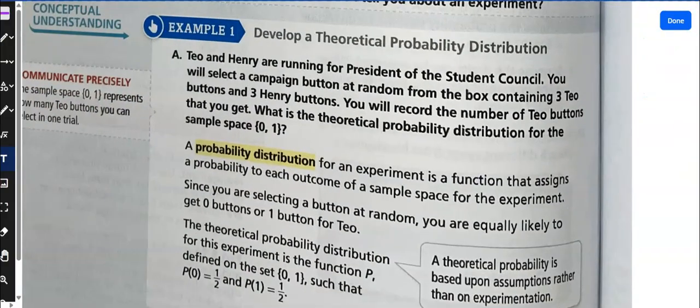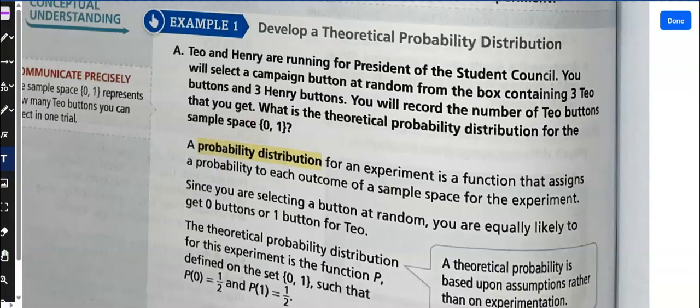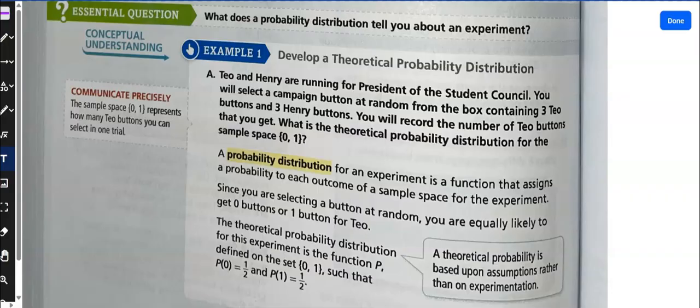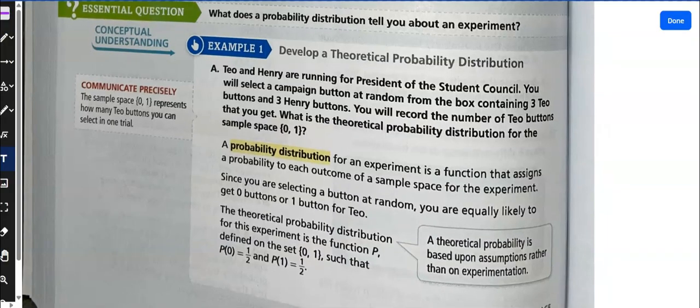Okay, now if you move on to this situation, it says develop a theoretical probability distribution. Okay, this is an experiment. We're trying to figure out what the sample space is, so we're going to do an experiment. We don't know what the sample space really is. I mean, we can make some assumptions, and you can see down here that they say a theoretical probability is based upon assumptions rather than on experimentation. Okay, that's what we did on the last one.